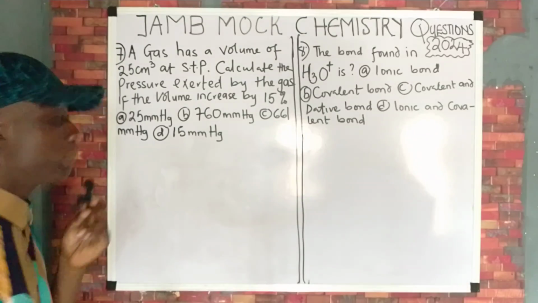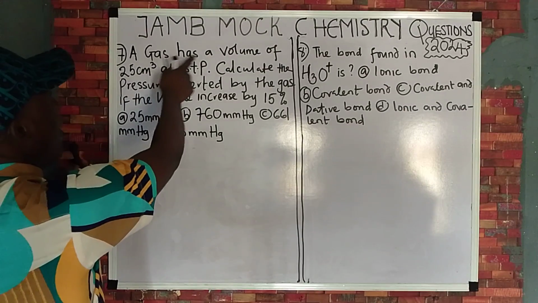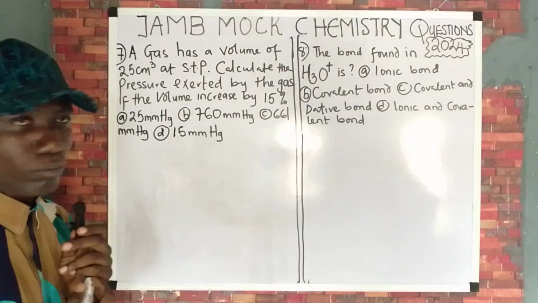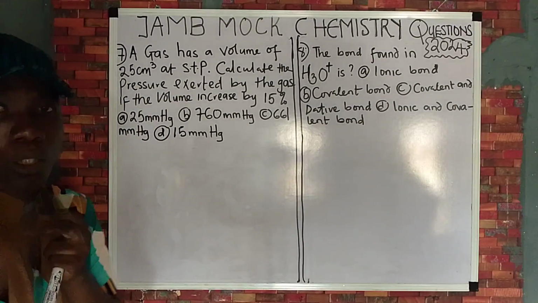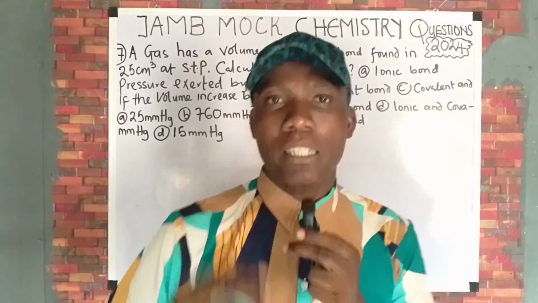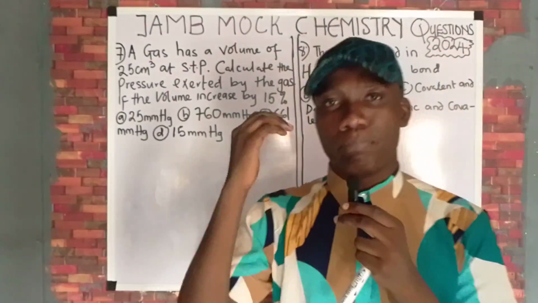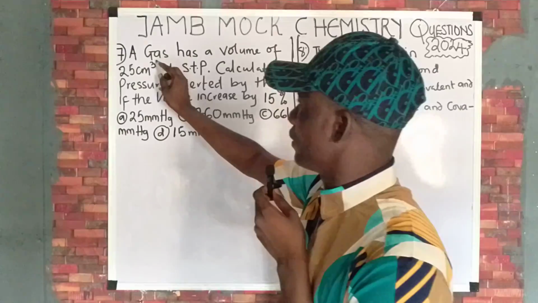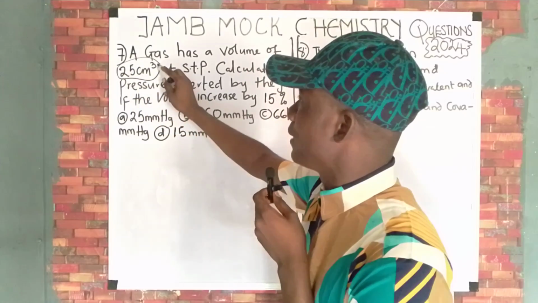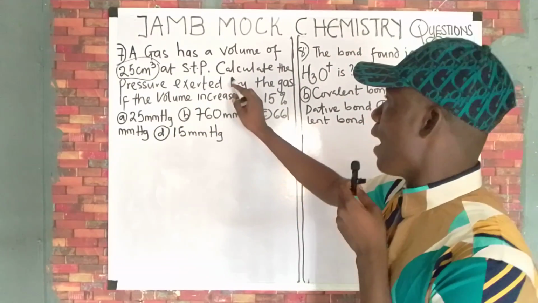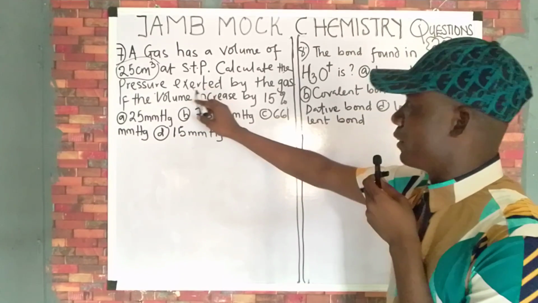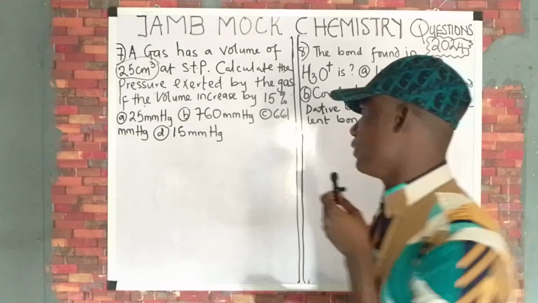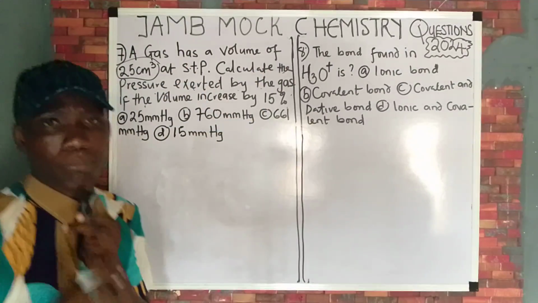The question number 7 says what? A gas has a volume of 25 cm³ at STP. Remember that STP means standard temperature and pressure. Calculate the pressure exerted by the gas if the volume increases by 15%.